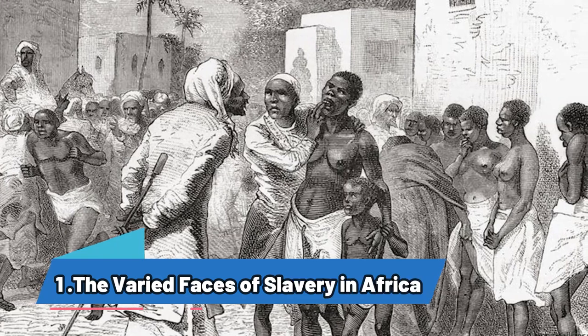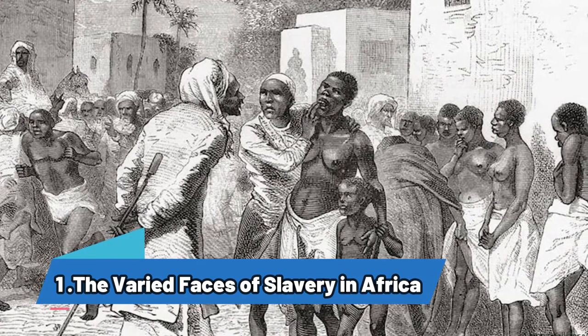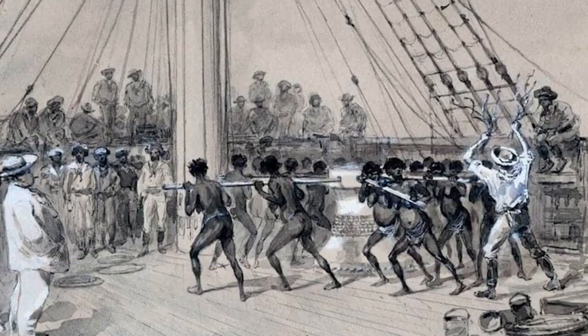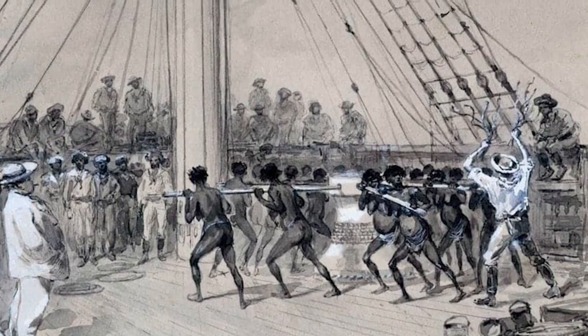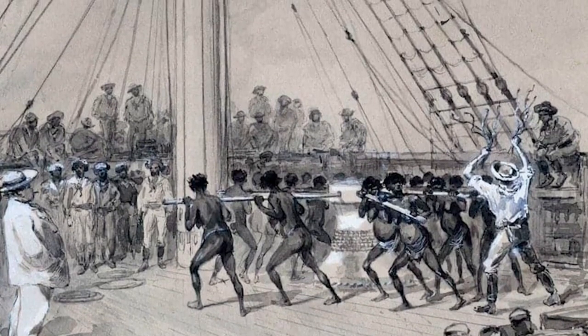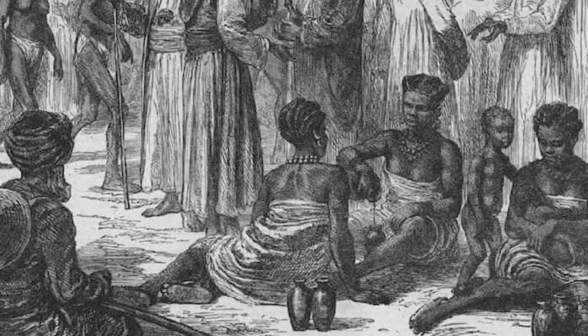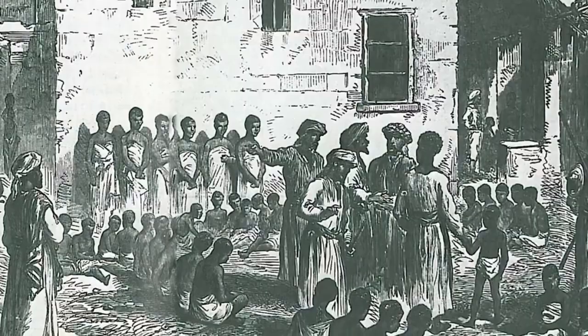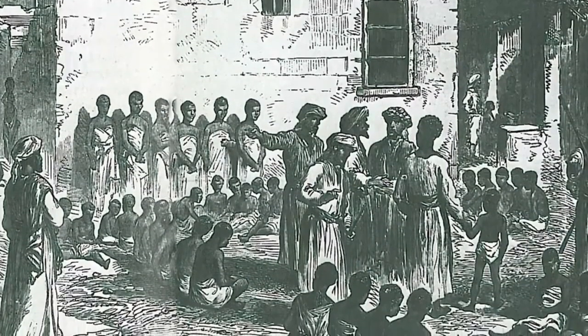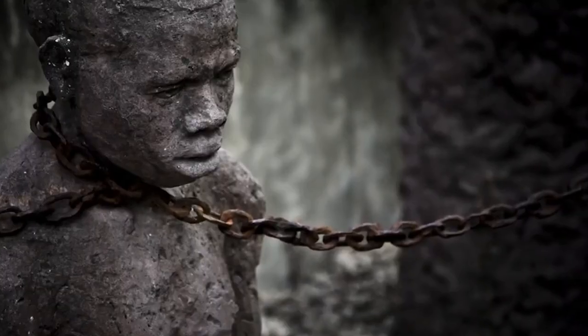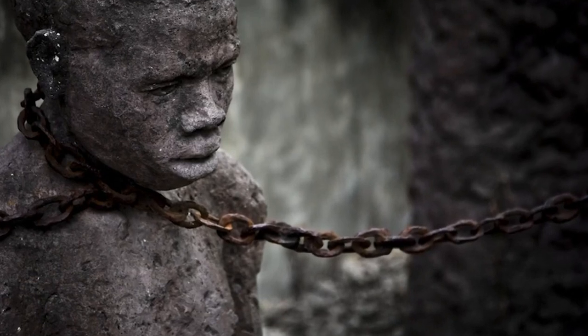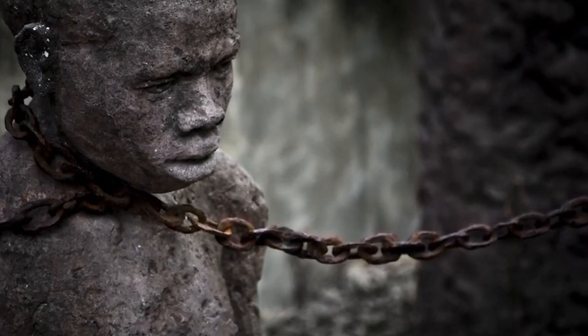1. The very faces of slavery in Africa. Contrary to popular belief, slavery in Africa did not begin with the transatlantic slave trade. Long before Europeans arrived, various forms of servitude existed on the continent. African societies practiced different forms of slavery, including debt bondage, war captives, and servitude due to criminal punishment.